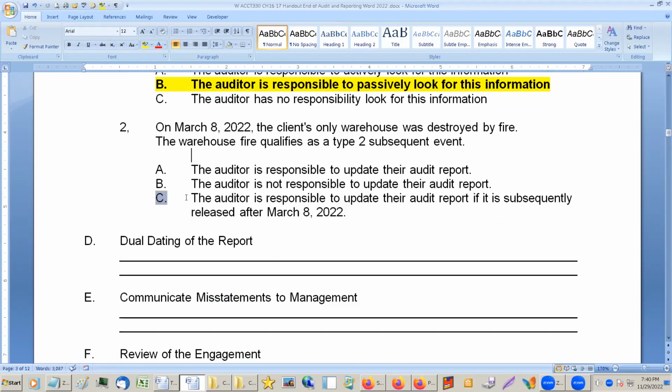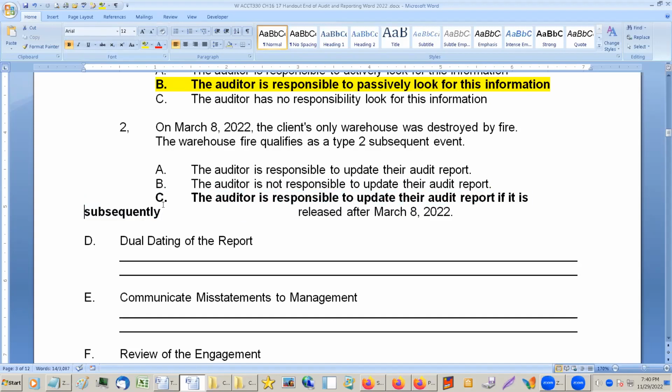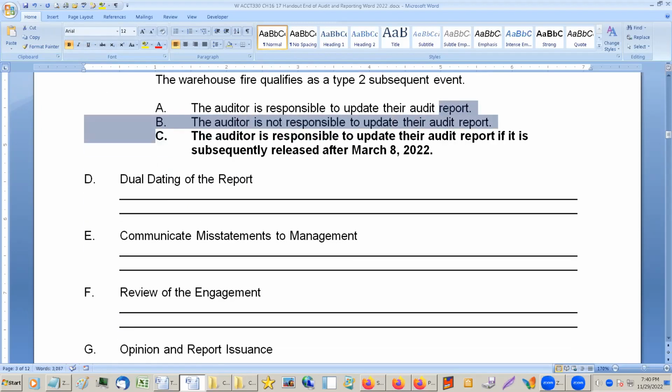This one's going to be a little bit confusing. This is going to be the last one here. Man, am I making a mess out of this? All right.